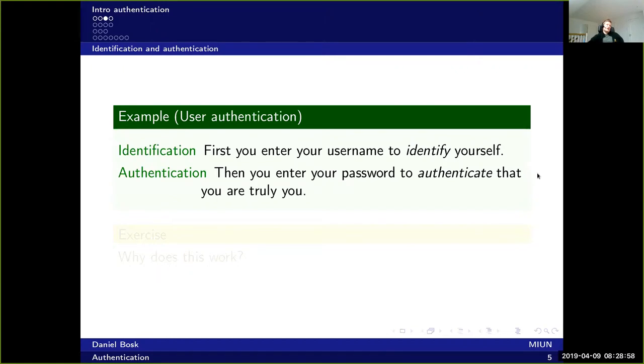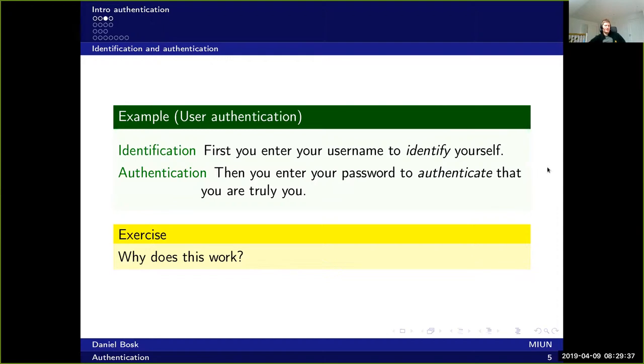So for instance, user authentication is a common case. The identification step is that we first enter our username to identify ourselves, and then the authentication step comes when we have to use our password. That's the authentication to prove that you really are the legitimate owner of this identity. Take a few more minutes and think about why does this actually work? What is it that makes this possible?